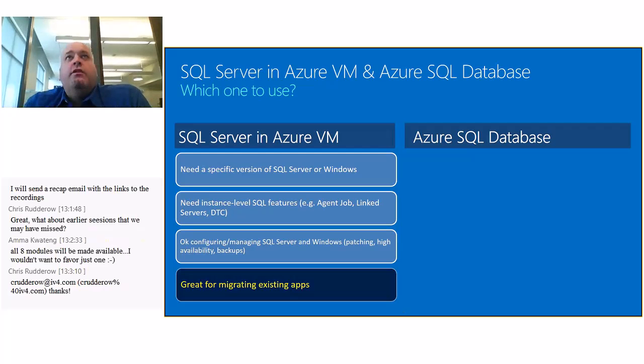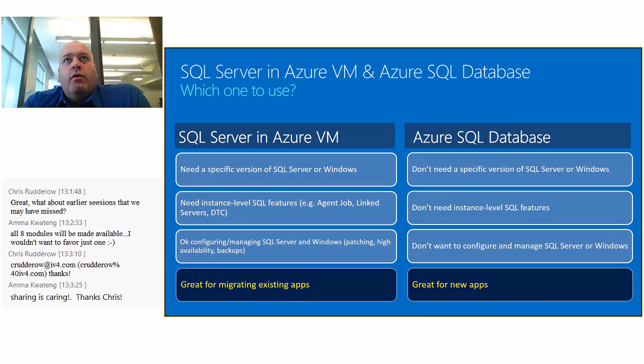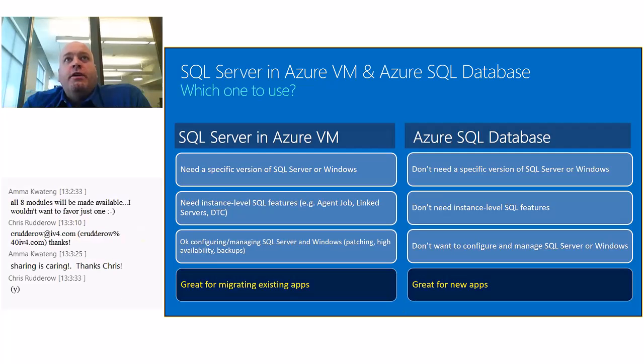Now, in contrast, you have Azure SQL Database, which is platform as a service. You want to use this when you don't really need a specific version of SQL Server or Windows. Azure SQL Database is constantly updated to the current version. You would use it when you don't need instance level SQL features and you don't want to have to manage or configure SQL Server or Windows. It's great for new apps or new developments that don't require you to have to configure certain things within SQL Server.